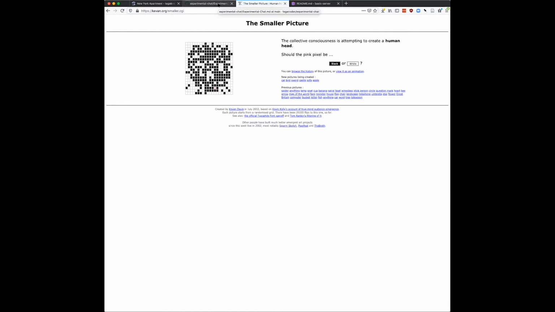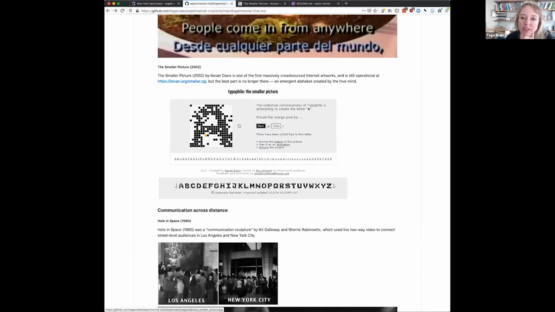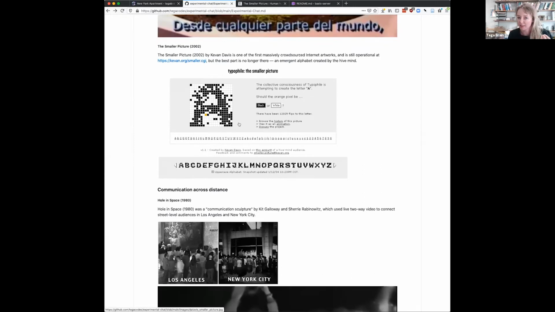And so this work, in the first iteration of it, which is what the screenshot is taken of here, I really loved. Rather than asking the crowd to produce images of cats or apples or whatever, the prompt was to produce a letter, with the idea that it's a collectively authored typeface. So you can see here was the attempt to create an A. Same method: should this pixel be black or white?